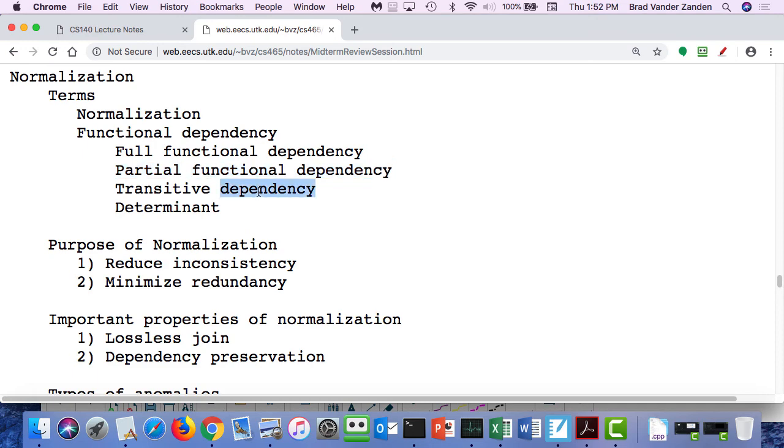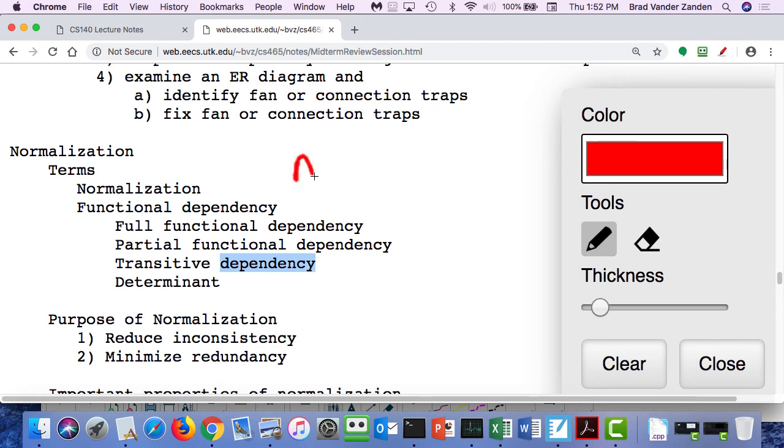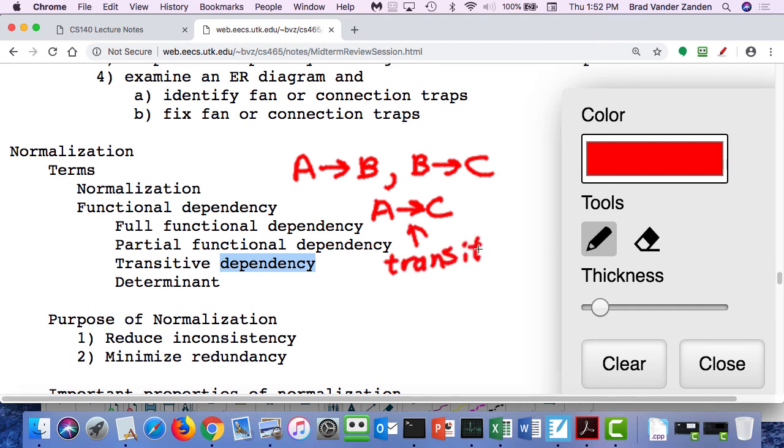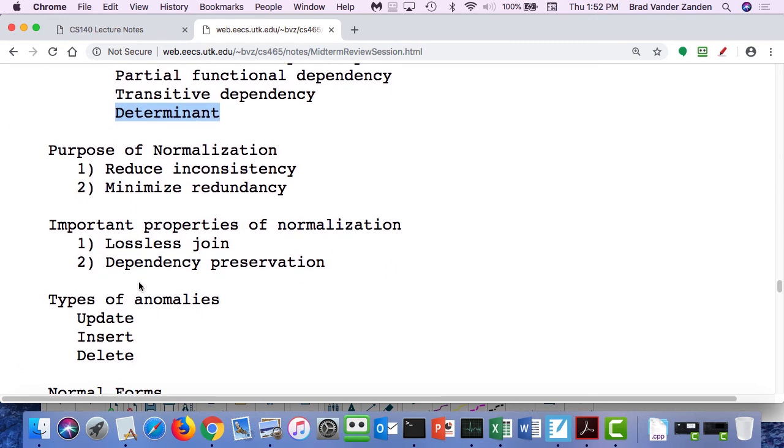A transitive dependency is where you have A determines B, B determines C. The transitive dependency here is A determines C. That's a transitive dependency. We don't represent transitive dependencies explicitly. They are implicit. So they are inferred from two other dependencies. Okay, and the determinant is the left side attributes in a functional dependency.